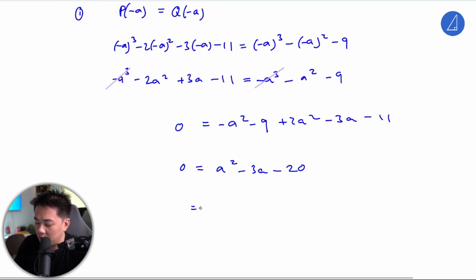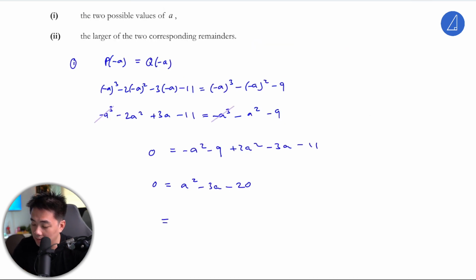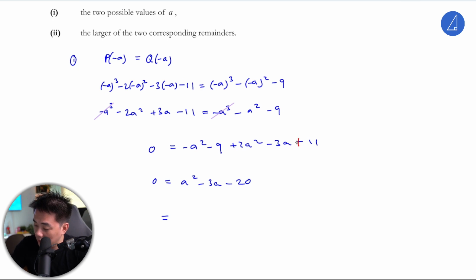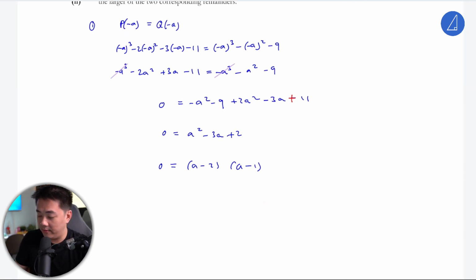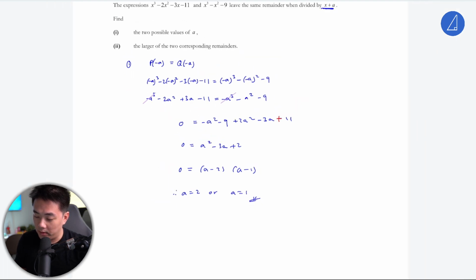Okay, so in this case, if I were to solve this, is minus 5 times, no, I did it wrongly. This is a plus 11 here. So essentially this will be 11 minus 9, that will be 2. All right, so this will be (a minus 2)(a minus 1). All right, just check that. That's done. So we have hence a is equal to 2 or a equals to 1. So these are the two possible values.